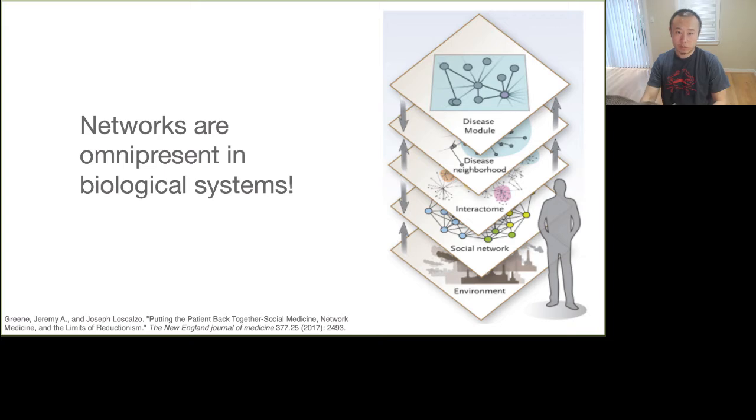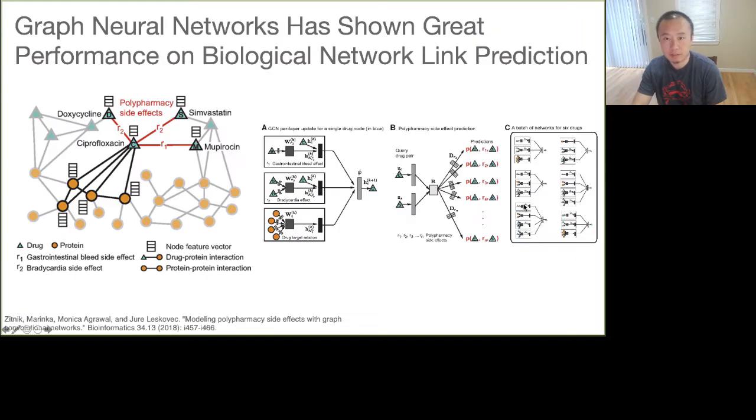There are a lot of networks in all kinds of biological systems. You have disease networks, drug interaction networks, even environmental networks and social networks. They're all very important in modeling biological systems. And there has been a lot of success in using graph neural networks to model biological networks. For example, this paper by Marinka Zitnik and her colleagues in Bioinformatics is modeling polypharmacy side effects with graph convolutional neural networks.